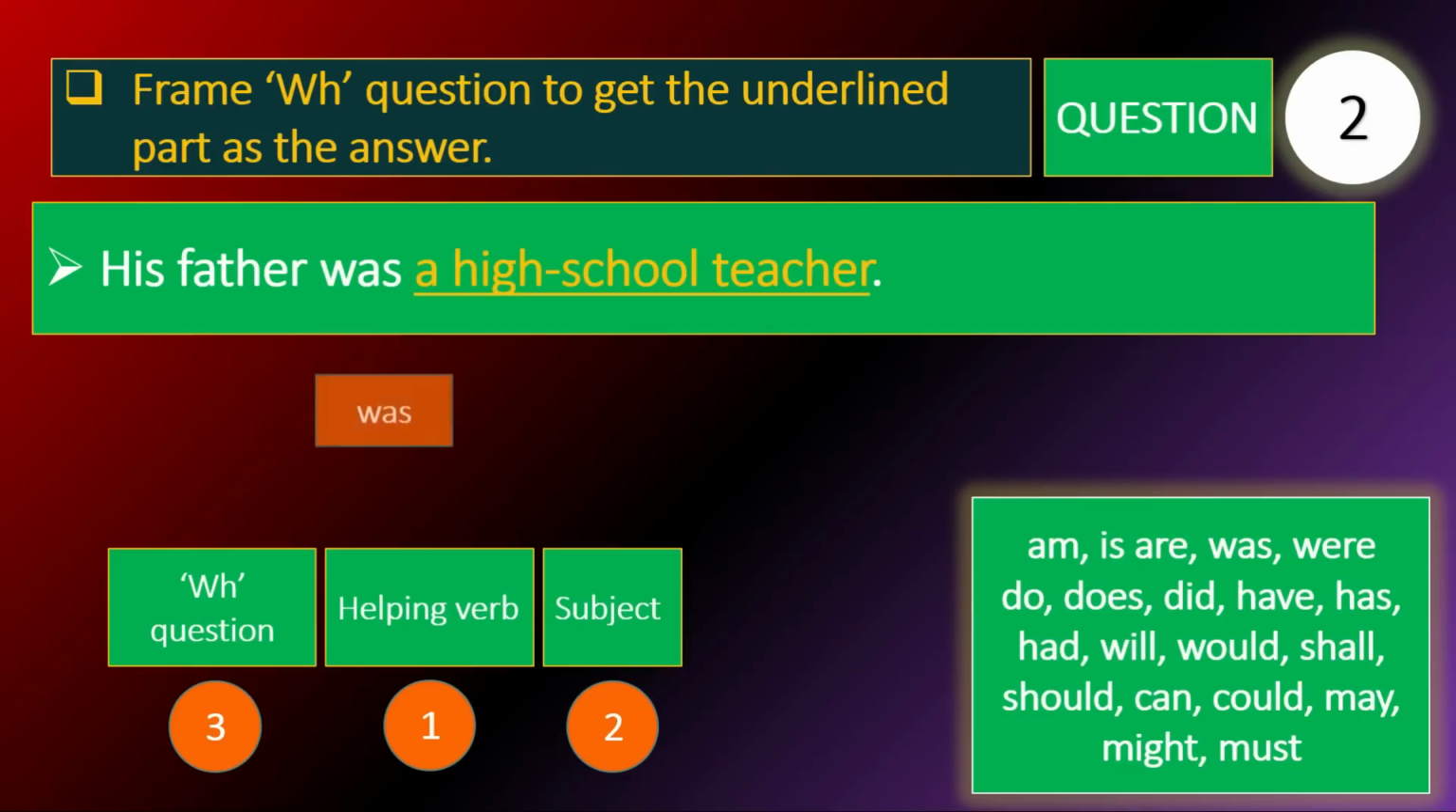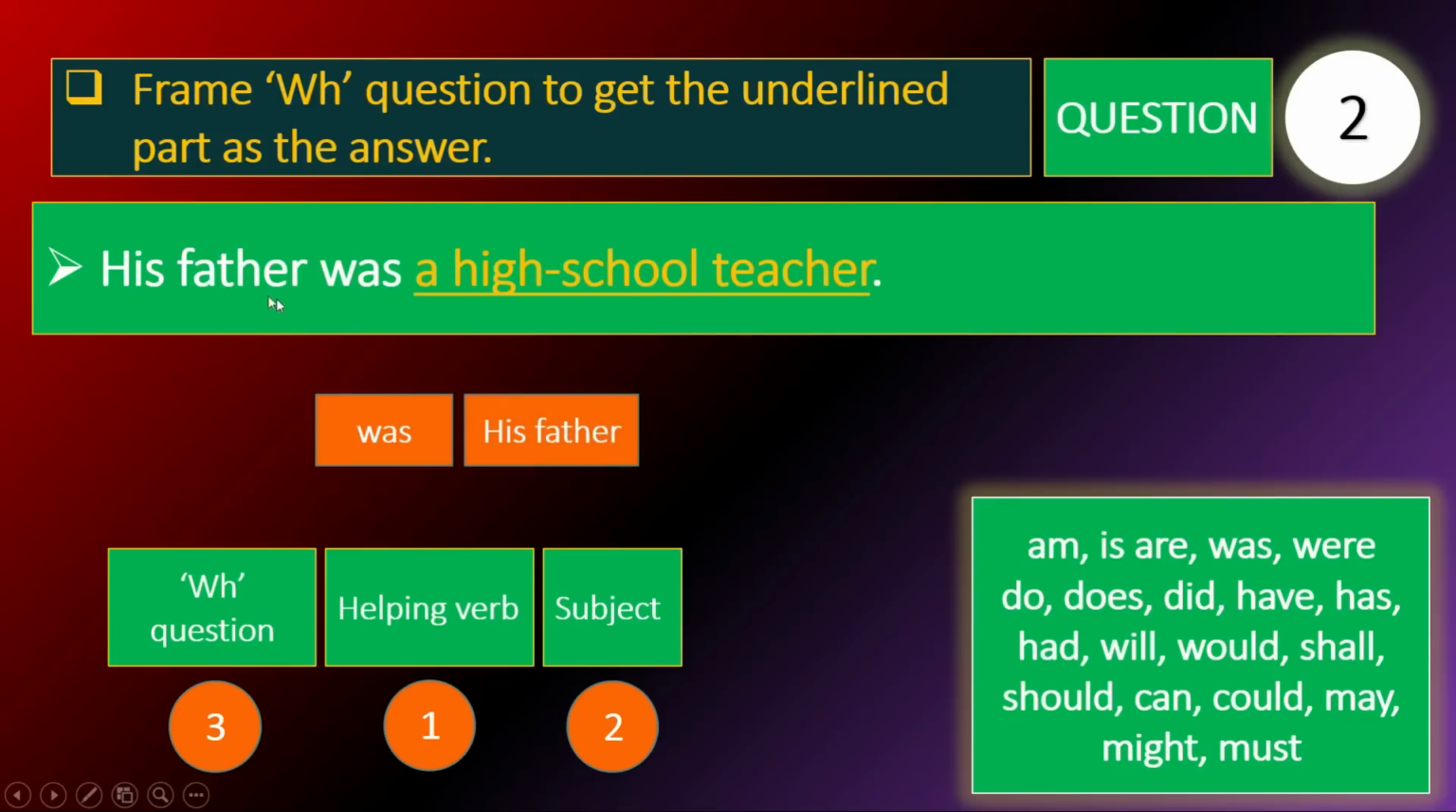Look at this here. Was is the helping verb because we have it in the example sentence, was, and for his father, we use the subject. Now the only thing that remains is adding a WH word. We have already discussed that what should be used here. What? What was his father? His father was a high school teacher. The answer is a high school teacher.